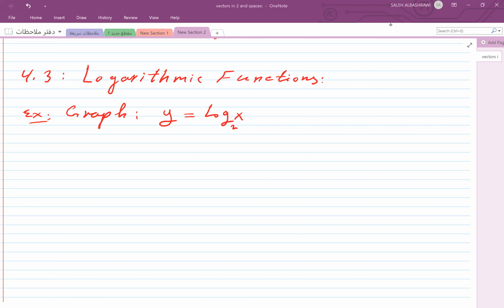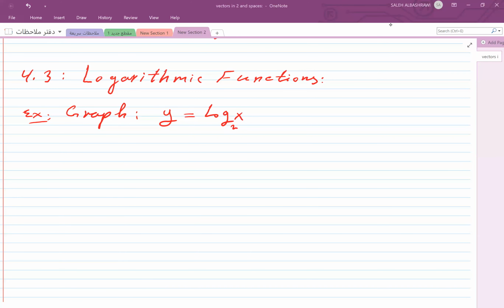And we mentioned the basic properties for the logarithm and gave some examples how to evaluate the logarithm and also how to convert from logarithmic form to exponential form or from exponential form to logarithmic form. In this part, we are going to speak about graphing the logarithmic function. We'll start with sketching the logarithmic function.